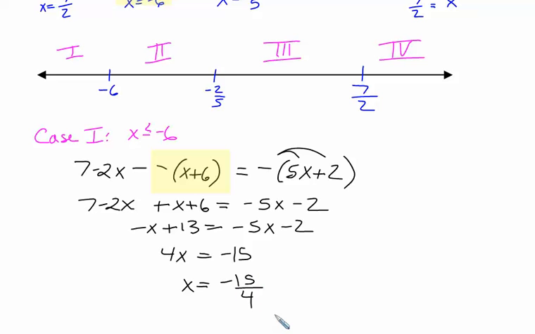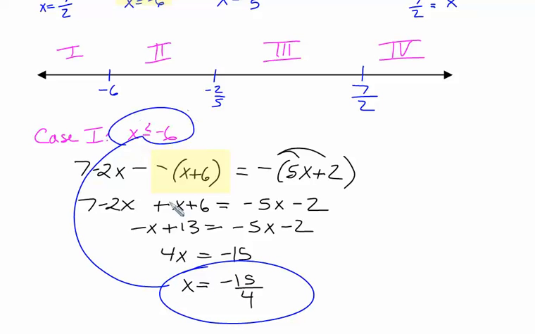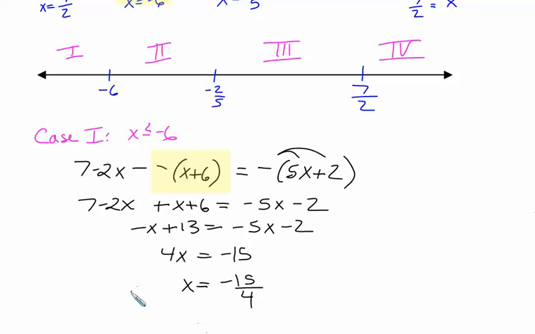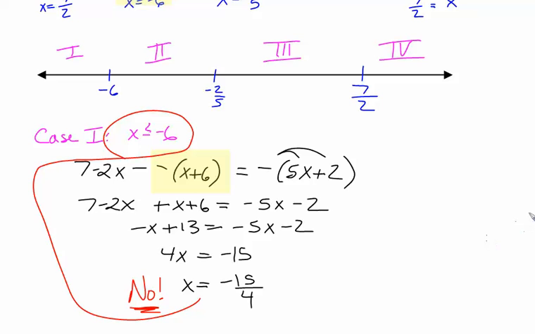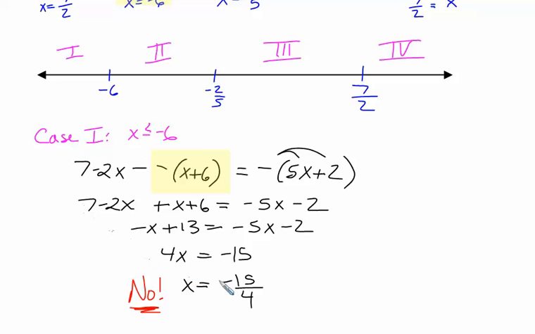Now if we're evaluating that, -15/4 is -3 1/4. You could use your calculator if you need to get a decimal. We need to compare that with back up here for the case. Is -15/4 less than or equal to -6? And the answer in this case is no. That would not be a solution because it does not check with the case value. So in this first case, we actually don't get any solutions.